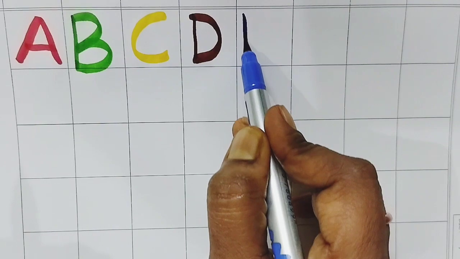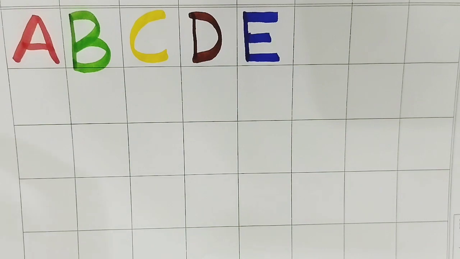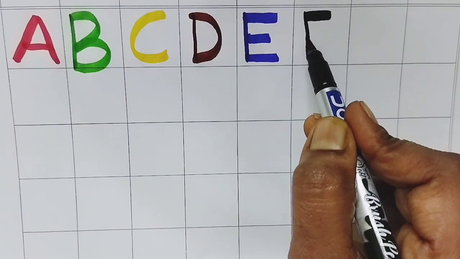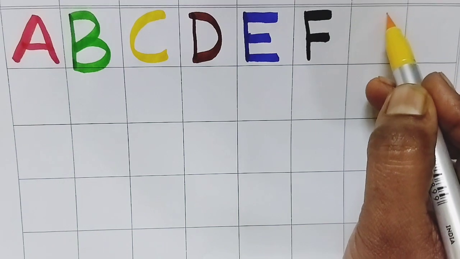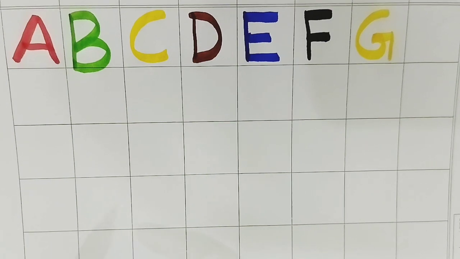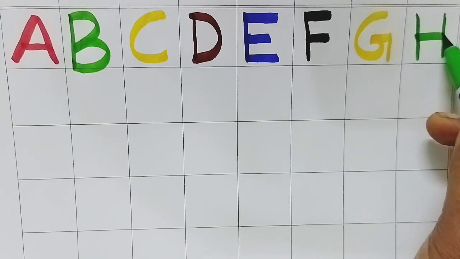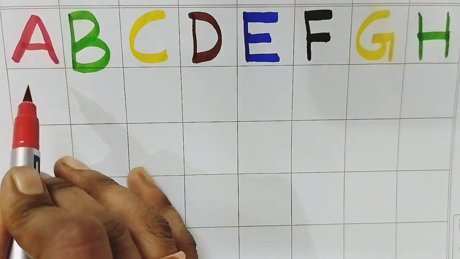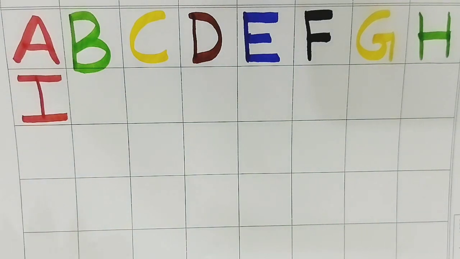Blue color, E for elephant. Black color, F for fish. Yellow color, G for grapes. Green color, H for horse. Red color, I for ink.